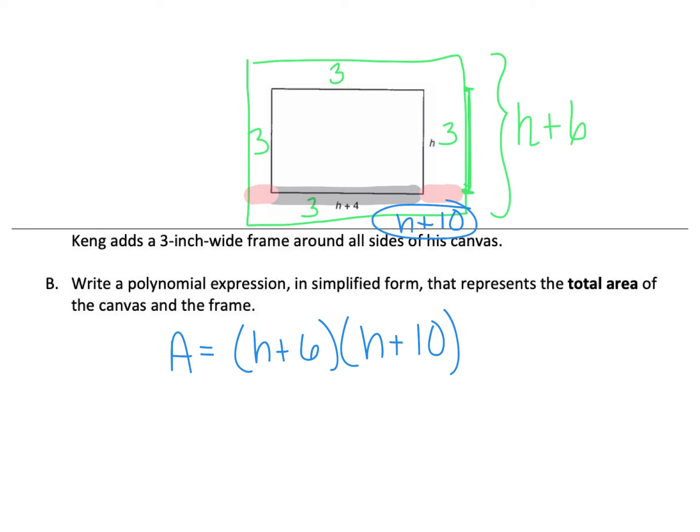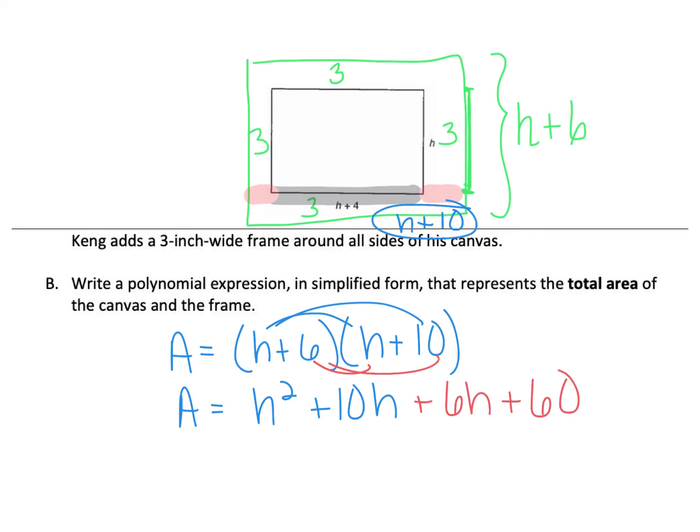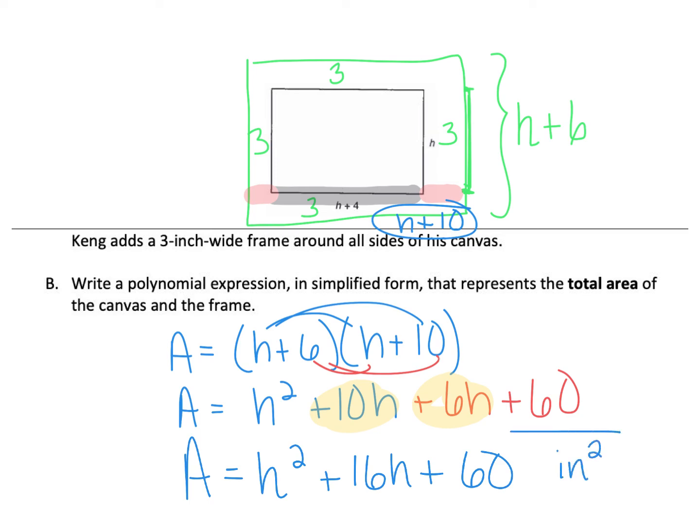And now I'm going to multiply 2 binomials together. So I'm going to double distribute, gives me h squared plus 10h. Distribute the 6, gives me plus 6h plus 60. I'm going to combine my like terms. I see a positive 10h and a positive 6h, which gives me h squared plus 16h plus 60, and that's equal to my area. And again, since this is area, I'm going to write inches squared.